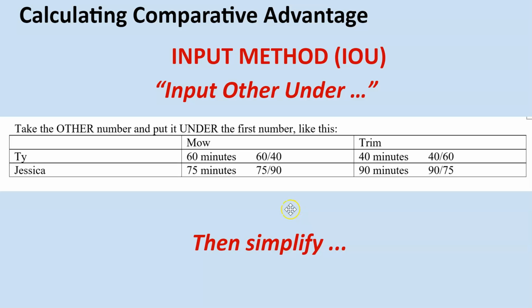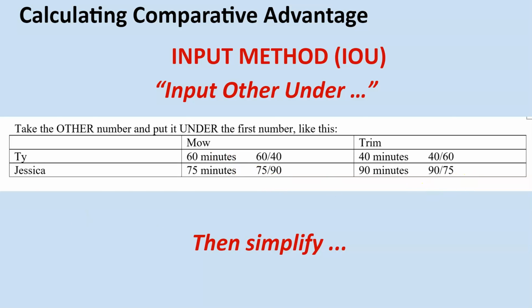What we see with mowing for Jessica is that she is giving up, again, input other under, 75 over 90, or 90 over 75 for trimming, is what she is giving up in opportunity cost for trimming in order to mow, and for mowing in order to trim. So 75 over 90 is the amount of trimming she's giving up in order to mow, and so likely mowing is probably going to be her best interest. Trimming wise, again, 90 over 75, or more than 1 of mowing in order to trim is what she's giving up.